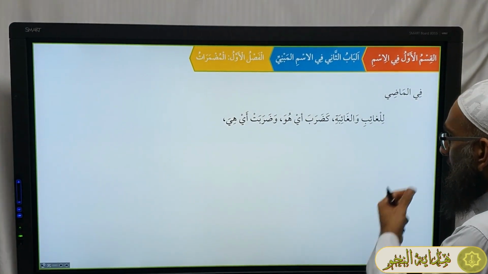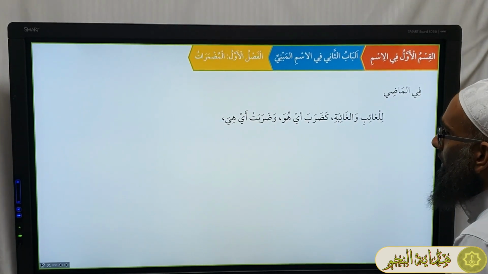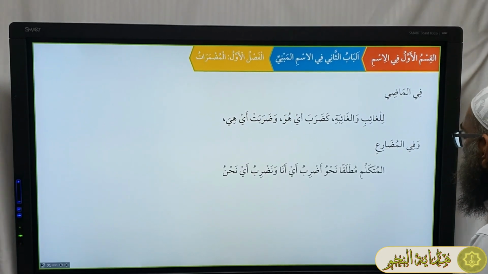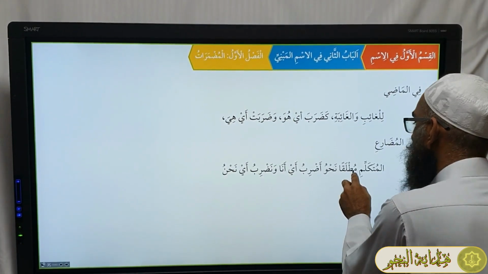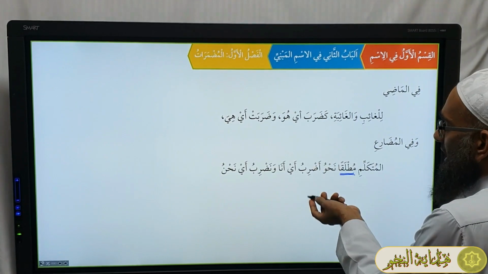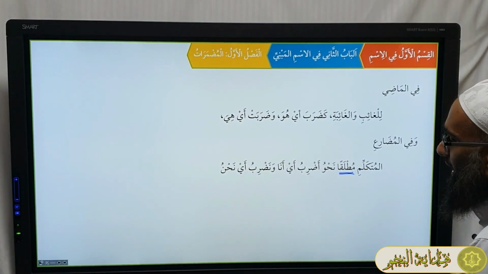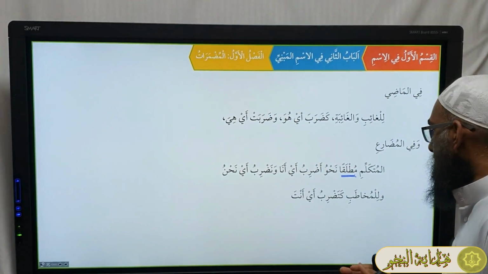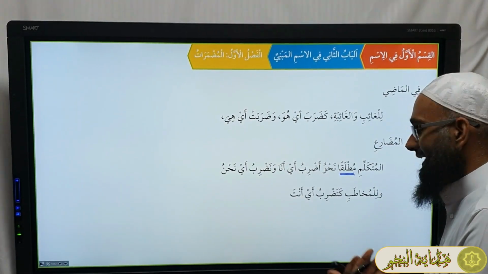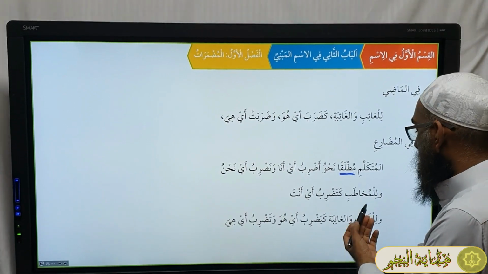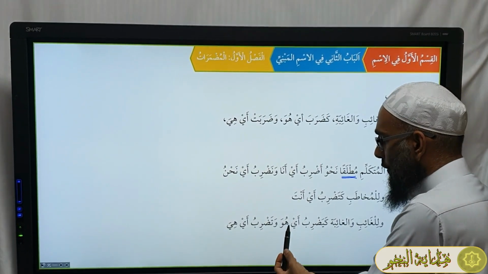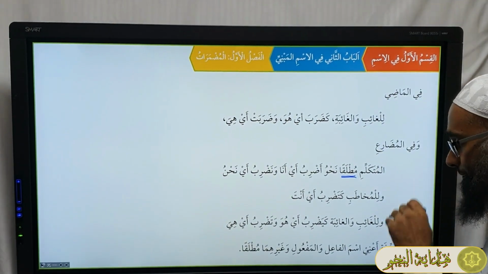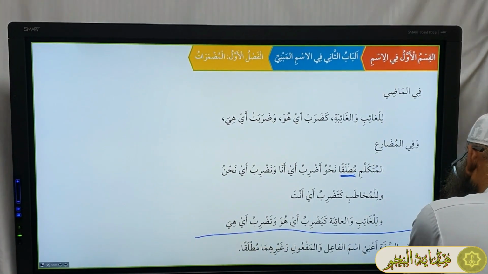Lil ghaibi wal ghaibati ka daraba ay huwa, wa darabat ay hiya. So in daraba, the zamir is huwa. Wa fil mudari, المتكلم مطلقا أي all متكلم whether single or whether plural نحو أدرب أي أنا ونضرب أي نحن وللمخاطب كتدرب أي أنت وللغائب والغائبة كيدرب أي هو وتدرب أي هي. Okay, right. So we've covered till here.